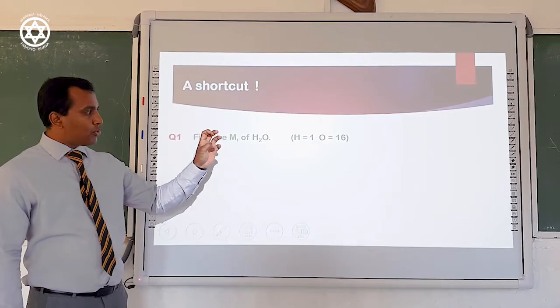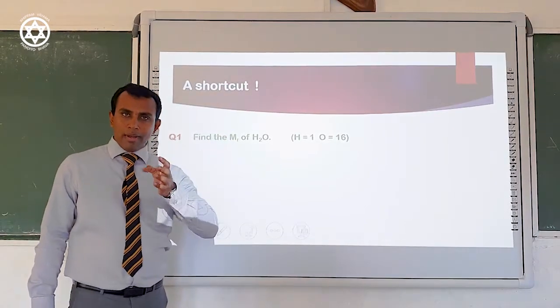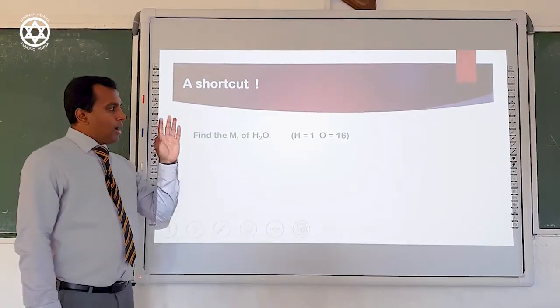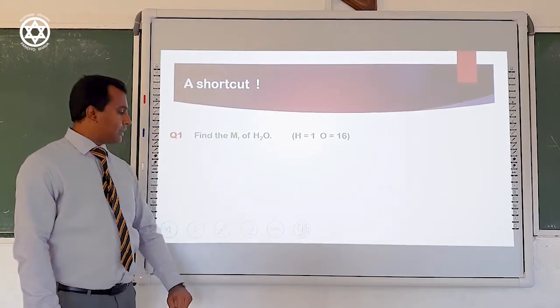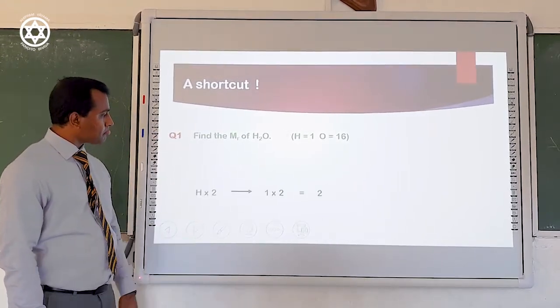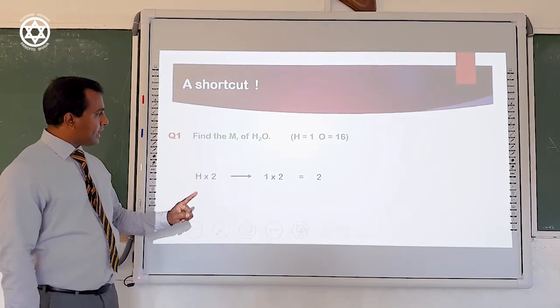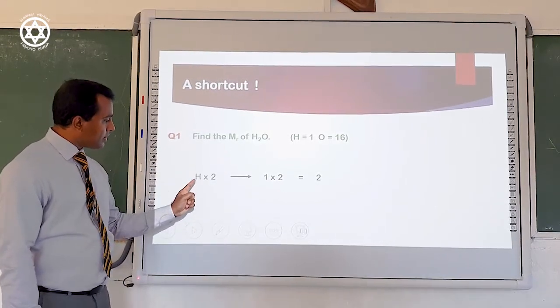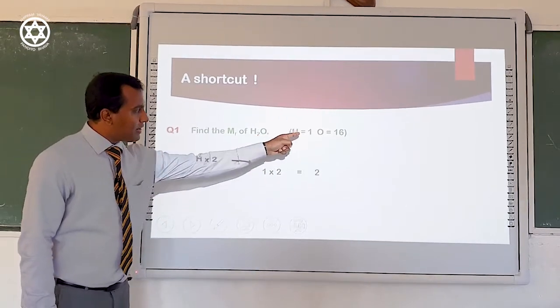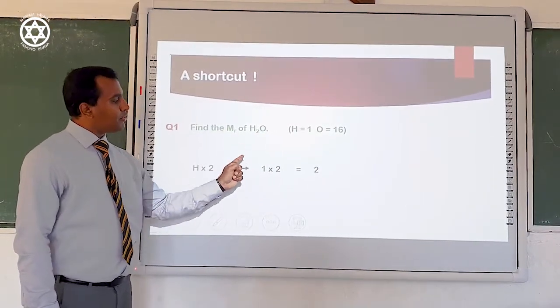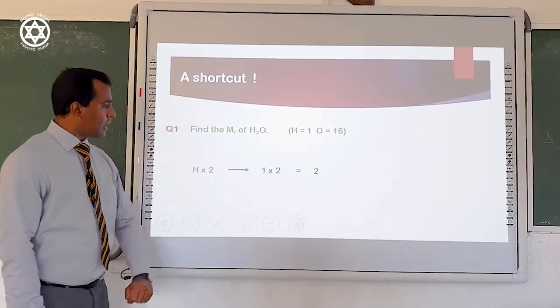If you are asked to calculate the relative molecular mass of a molecule, the relative atomic masses must be offered in the particular data. Likewise, there are 2 hydrogen atoms in the molecule, right? Hydrogen atoms, there are 2. Then the value of 1 hydrogen is 1. 1 into 2 means 2, right?